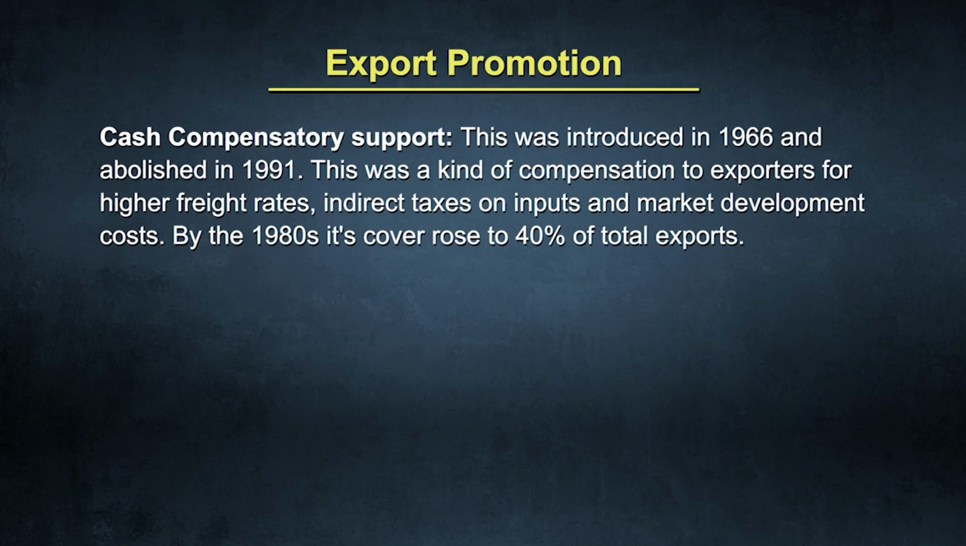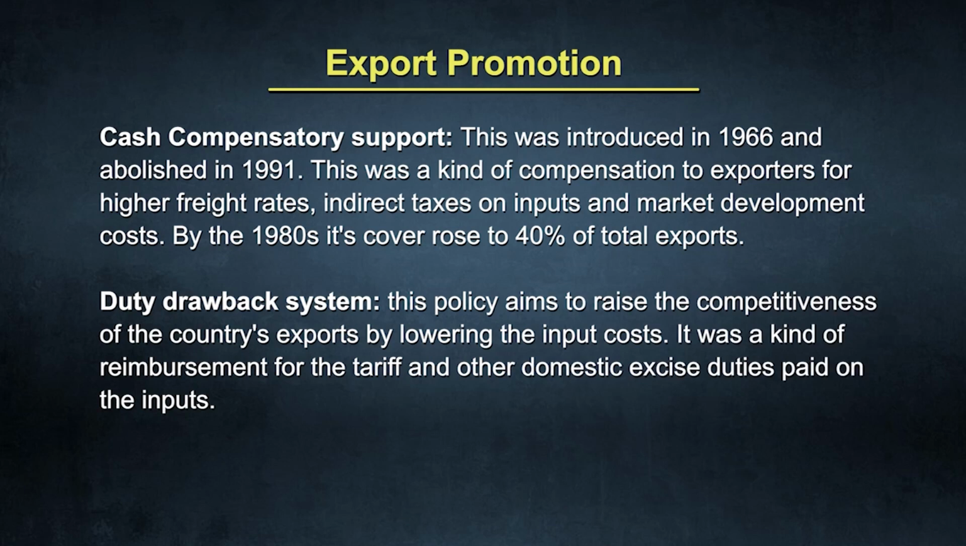The cash compensatory support. This was introduced in 1966 and was abolished in 1991. This was a kind of compensation to exporters for higher freight rates, indirect taxes on imports and market development cost. By the 1980s, its cover rose almost to 40% of the total import. Then the duty drawback system was also introduced, and under this policy, the aim was to raise the competitiveness of India's exports by lowering the input cost.